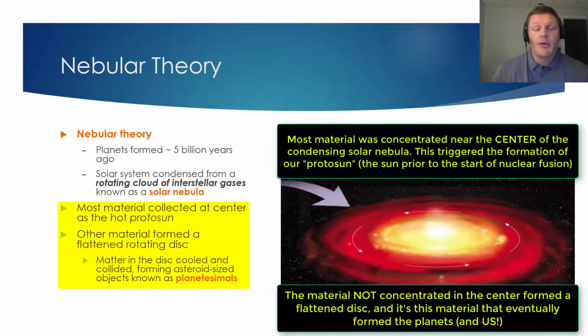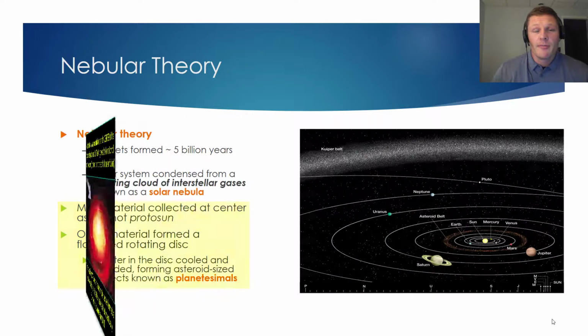The remaining material formed a flattened, rotating disk. And that matter in the disk cooled and collided, forming asteroid-sized objects known as planetesimals. It's worth noting that at this stage in the formation of our solar system, it was a very violent atmosphere.